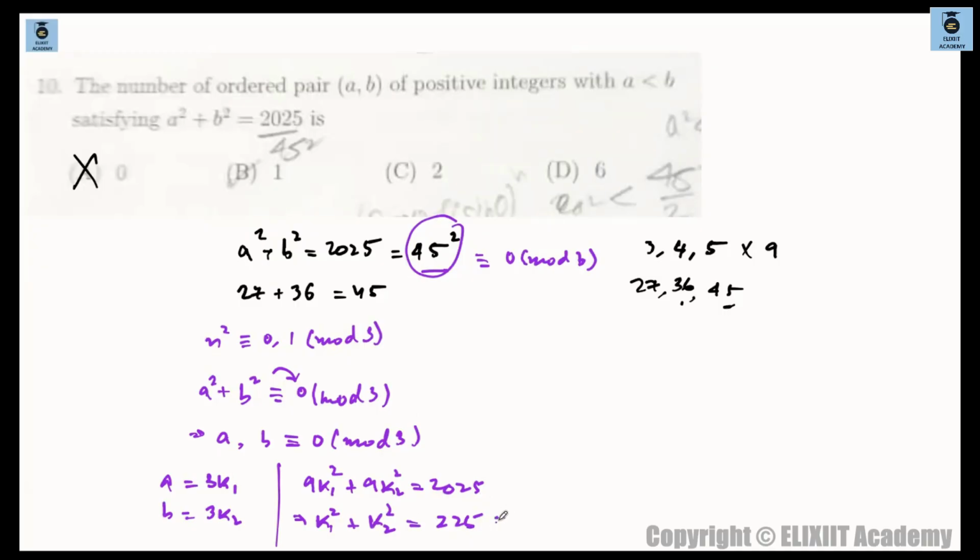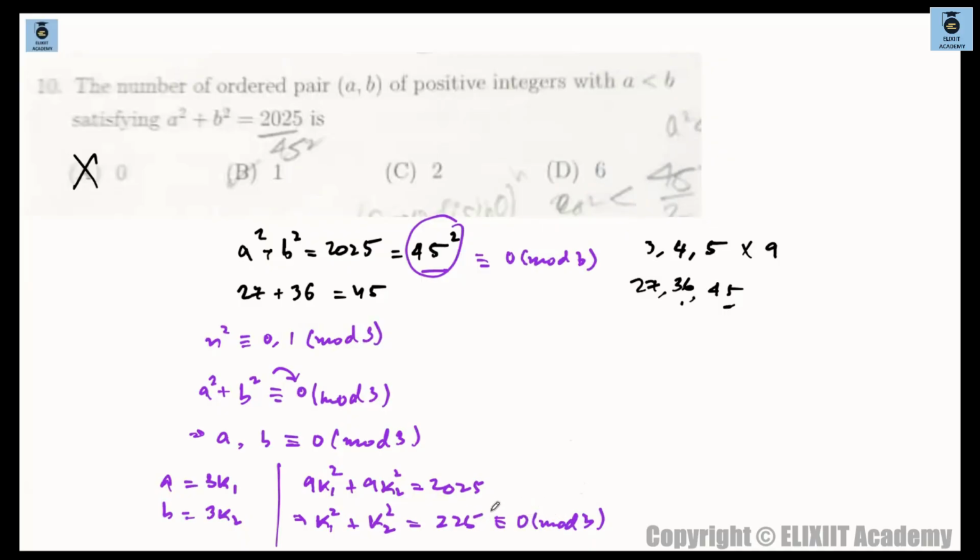And 225 is once again congruent to 0 modulo 3. Again, this will be congruent to 0 modulo 3. So once you keep on calculating this, you will see that the pairs will start repeating over here. So 225 is congruent to 0 modulo 3.